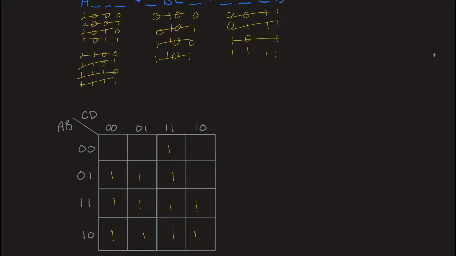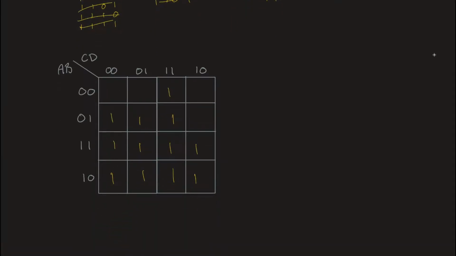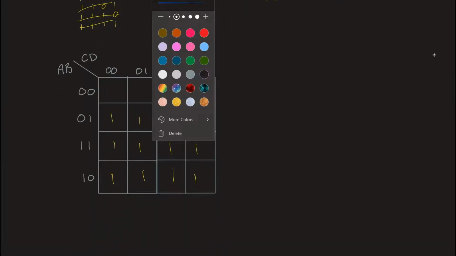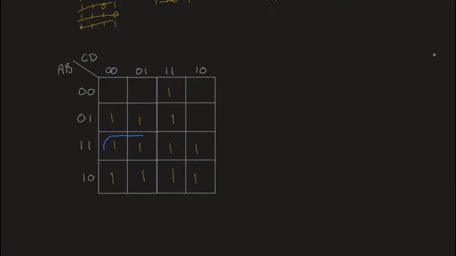Alright, it's kind of ugly, I get it. Alright, what type of groups can we make? Well, like I said, always start with the biggest group you can make first. So our biggest group is pretty easy to see, right? It's this group of 8 down here.